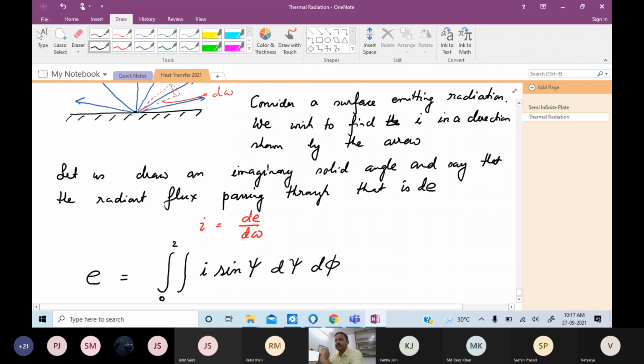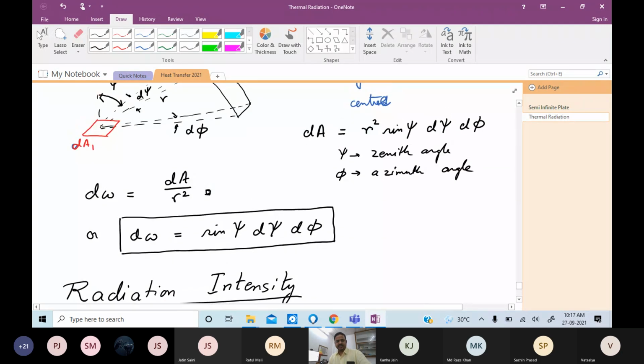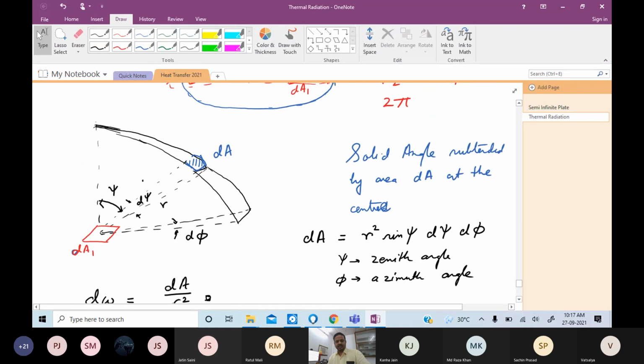Now I have to integrate over the entire, in all directions along the hemisphere. So to capture a hemisphere, remember psi is the zenith angle. So think about it. Psi is the zenith angle. So that can go from 0 to 90. And phi being the azimuth can go from 0 to 2 pi or 360.